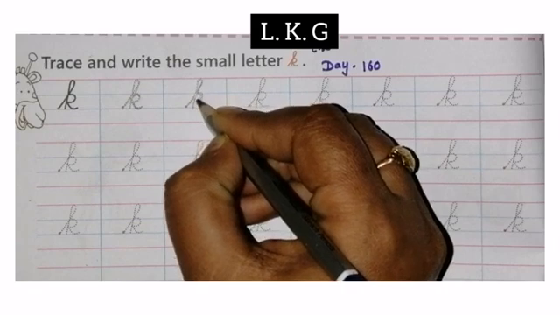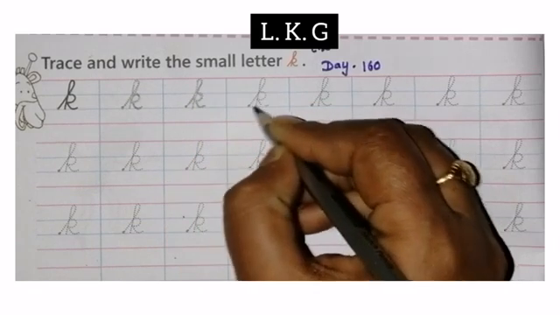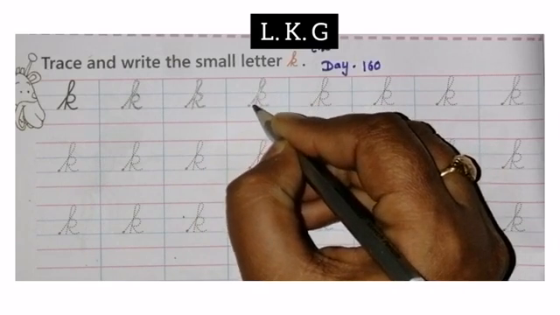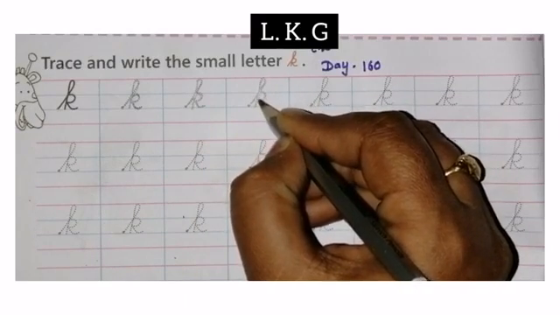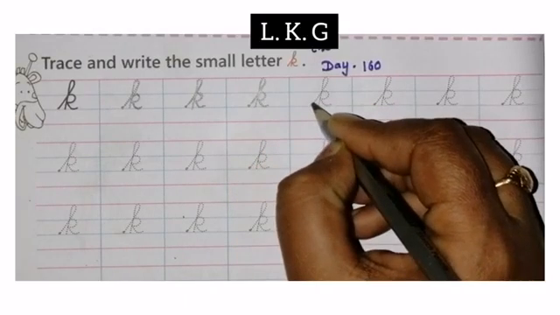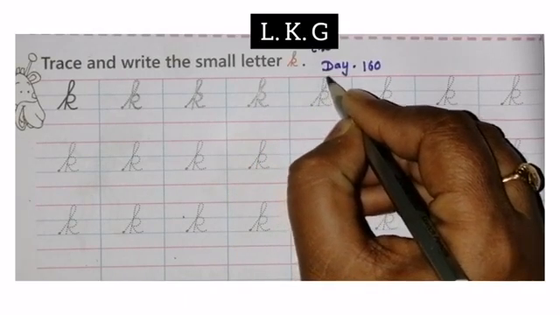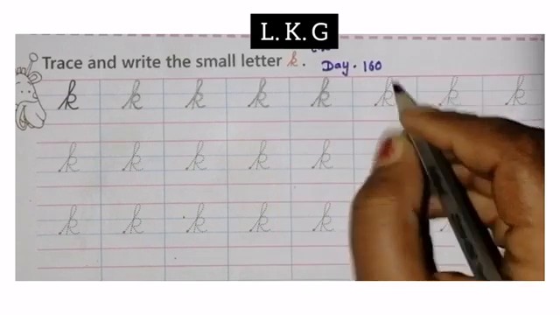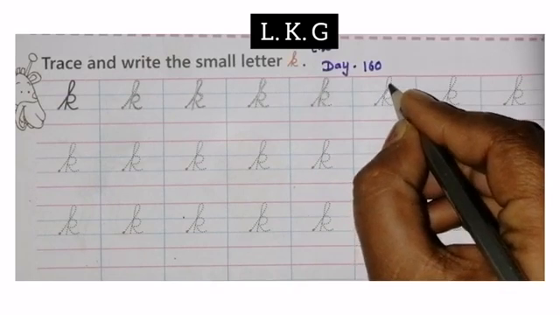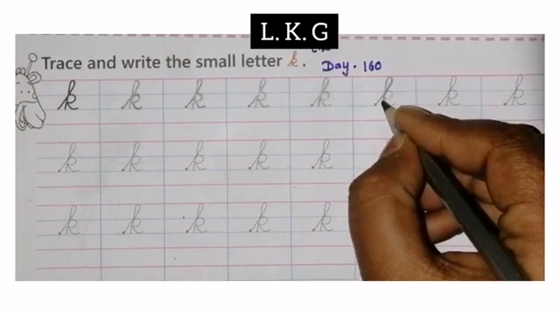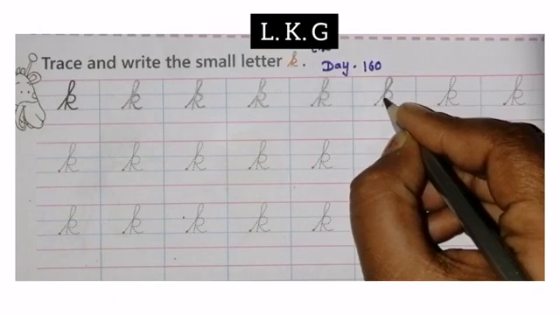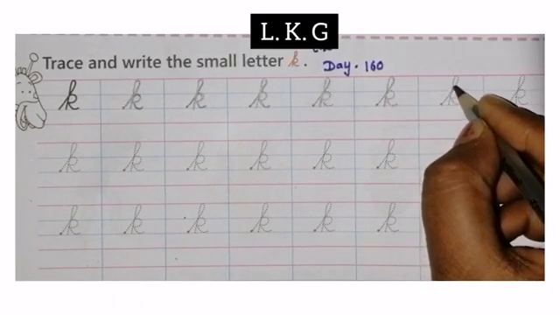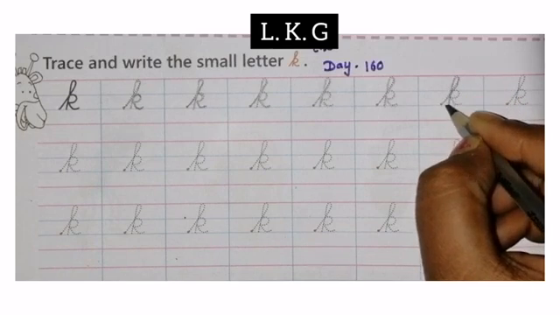K for king. K for kite. K for keg. K for kangaroo. K for kite. K for king. K for kangaroo.